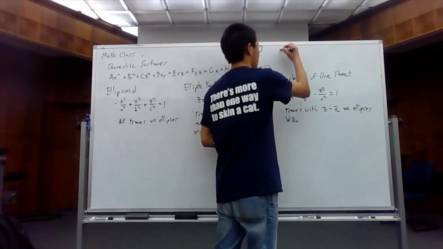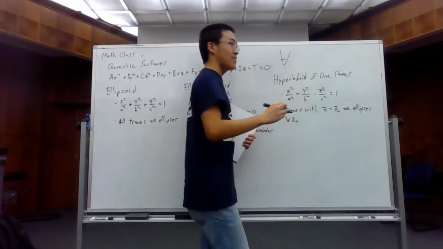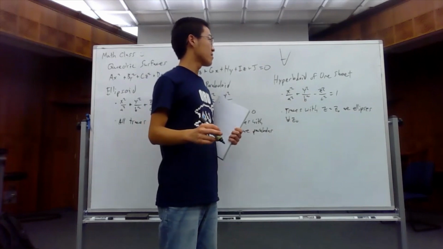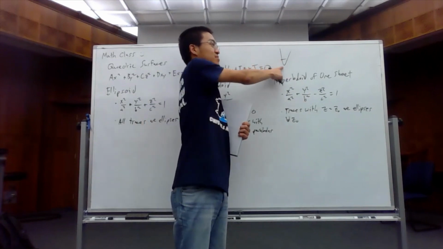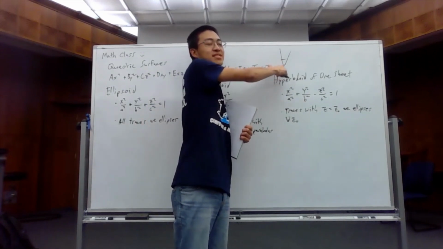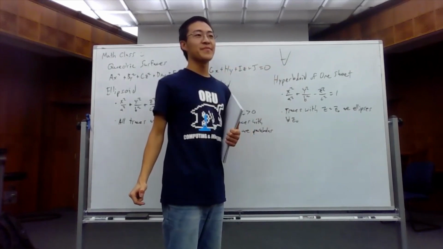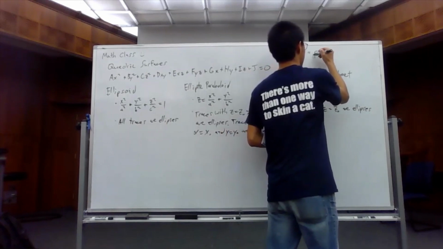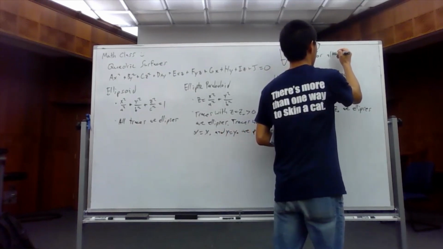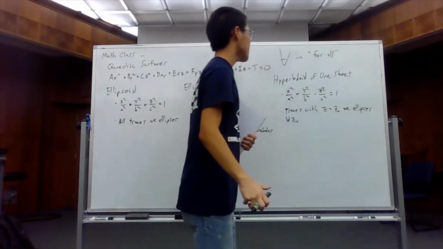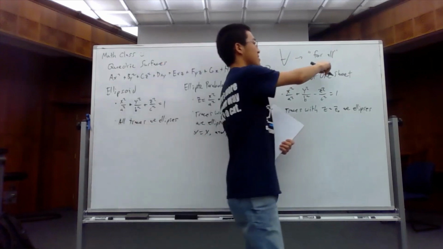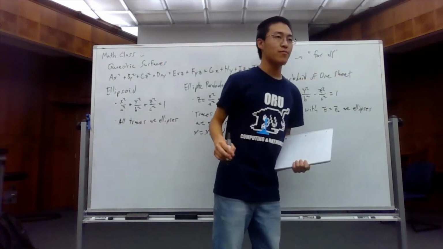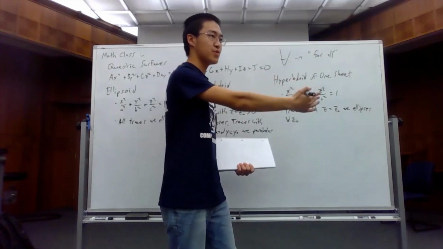I'll write it up here in bigger font. An upside down capital A. Chelsea, do you remember this from linear algebra? I think I used it. What does it mean? Did everyone hear her? For all. Good. This means for all. Sometimes we say for each or for every, but the idea is basically every single possible case.